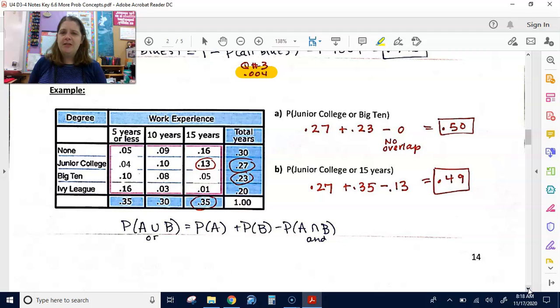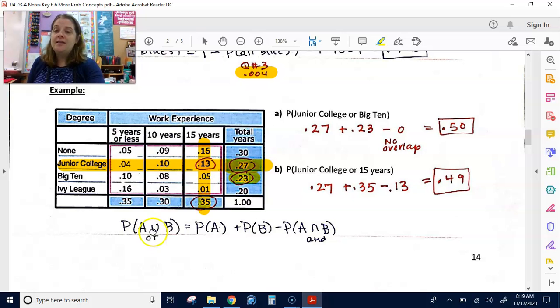One other example here, I have a table. Just a reminder when you're dealing with ors: what's the probability of someone being in junior college or in the Big Ten? Junior college is 27%, Big Ten is 23%. There's no overlap there, so I'm just putting those together. That would be 50%. However, junior college or 15 years, where 15 years is 35%, and they are crossing at 13%, which means we're including the 13% in both the 27% and the 35%.